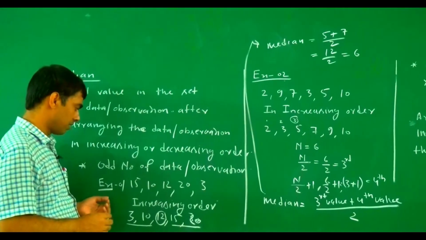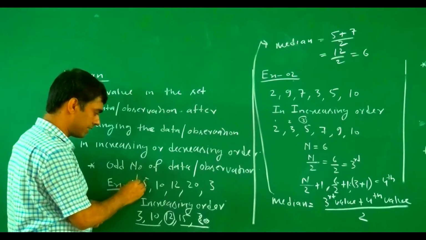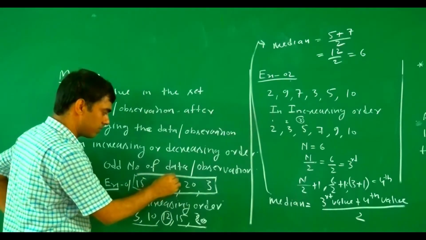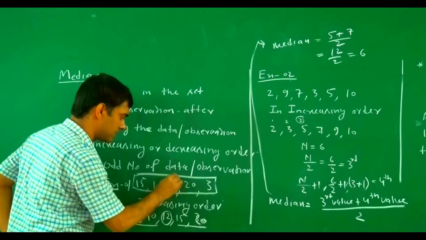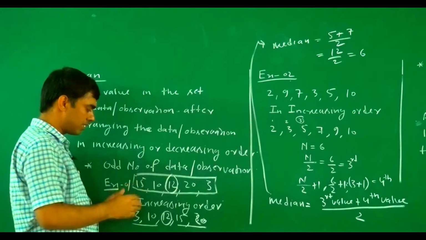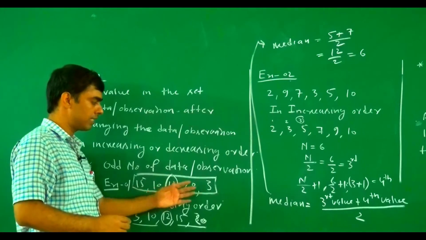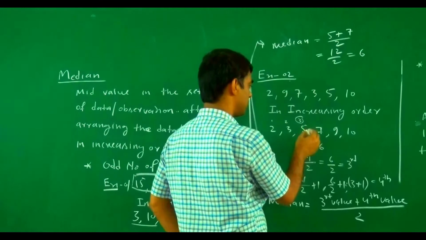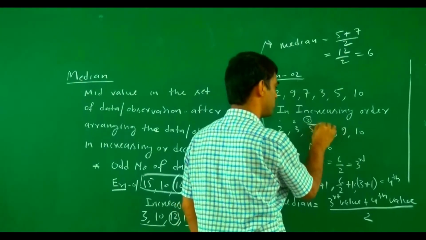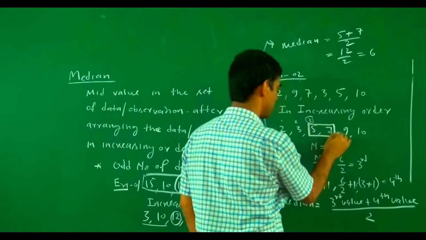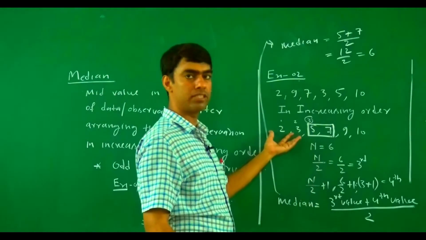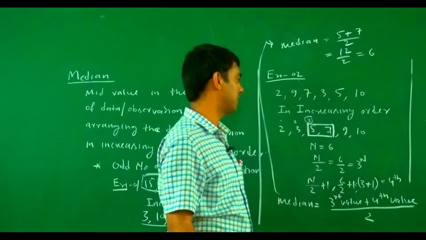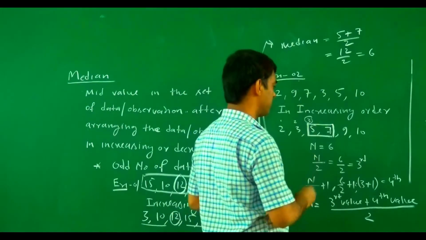If we closely observe, this is a positional mean. In this data, the left-hand side has 2 data and the right-hand side has 2 data. There are two middle values, these two values, and there are 2 data on the left side and 2 data on the right-hand side. So this is the median.